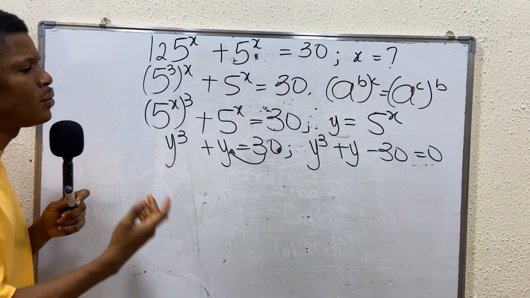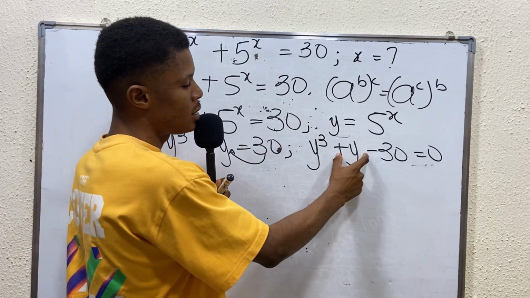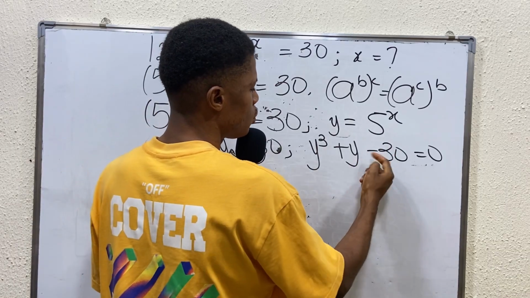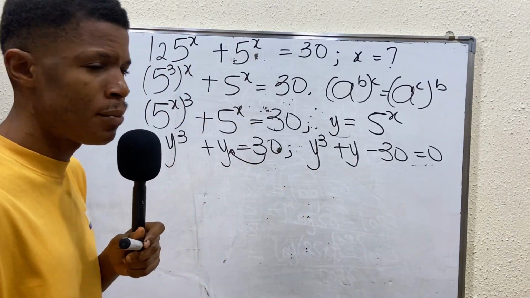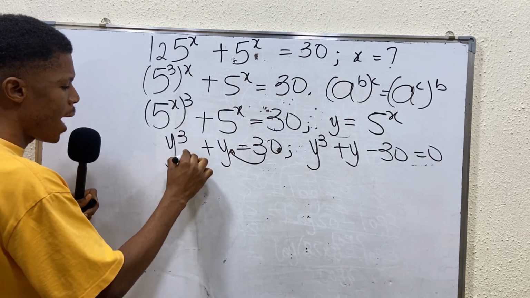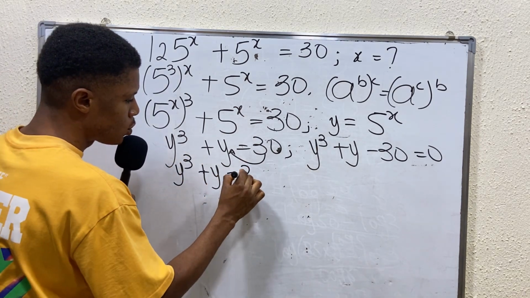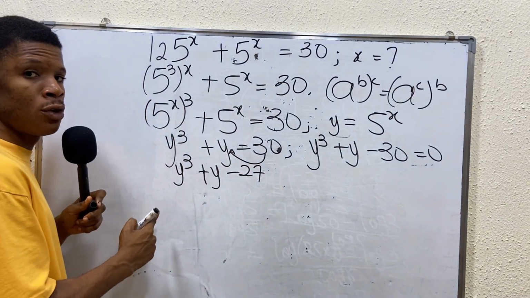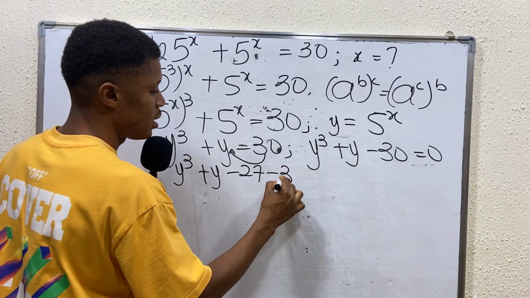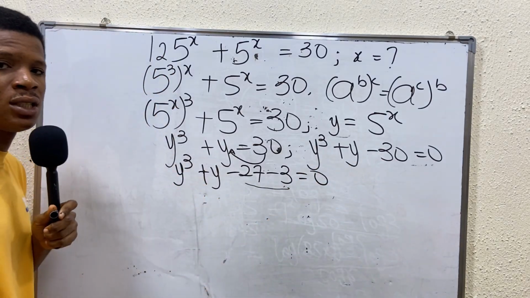Good. Then if you look at this, the first term is a cubic term and the middle term is a linear term. Good. Then let's try to break this down to be in the form of a cubic term. So if you look at this, I can write it to be y cubed plus y, then minus 27, which can be the cube of 3, plus 27, is equal to 0. This minus 27 plus 27 is also equal to 30 and nothing changed.